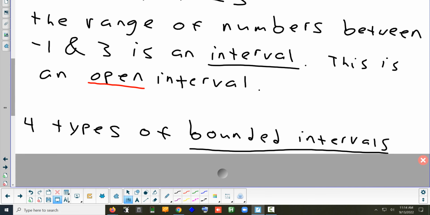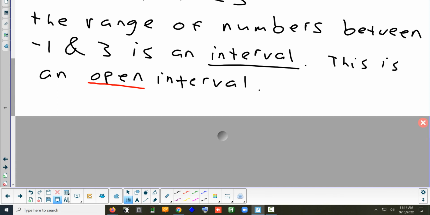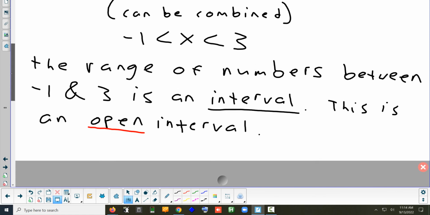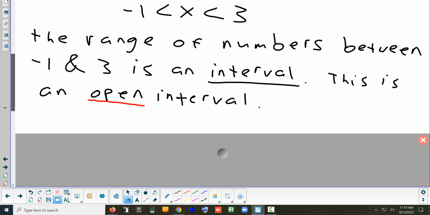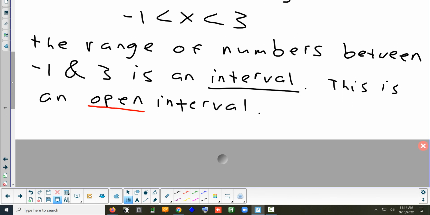Do you know why yet? What's that? Why is it an open interval? It's an open interval because open means do not include the endpoints. So we're going to talk more about intervals right now. We're going to use a couple words to describe it: open versus closed, and bounded versus unbounded.